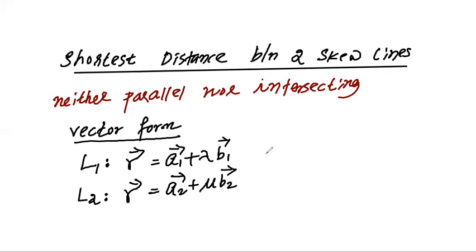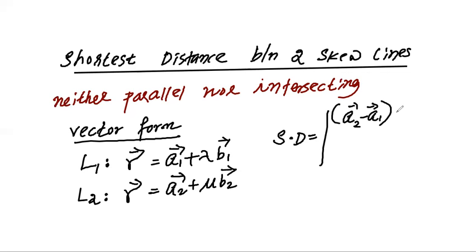Vector r is equal to vector a2 plus mu b2 is the equation of L2. Now I am going to discuss the shortest distance, SD, by using which method? Vector format. It's very easy. Modulus of A2 minus A1: you have to take the difference of A2 minus A1, which is clearly given in the question.